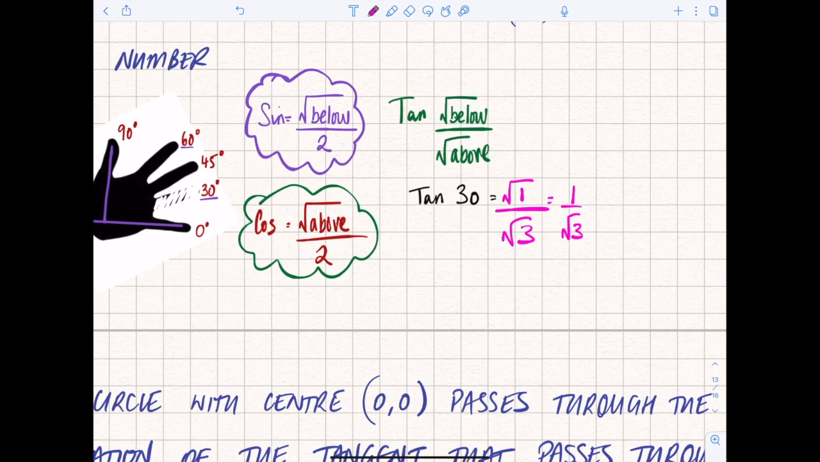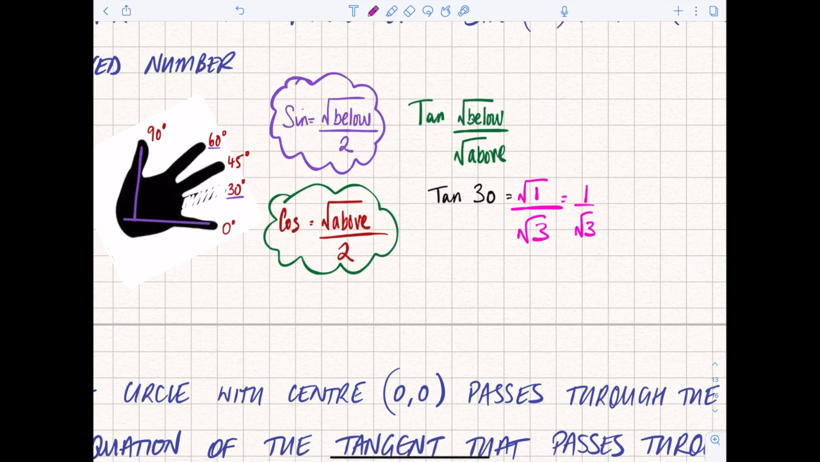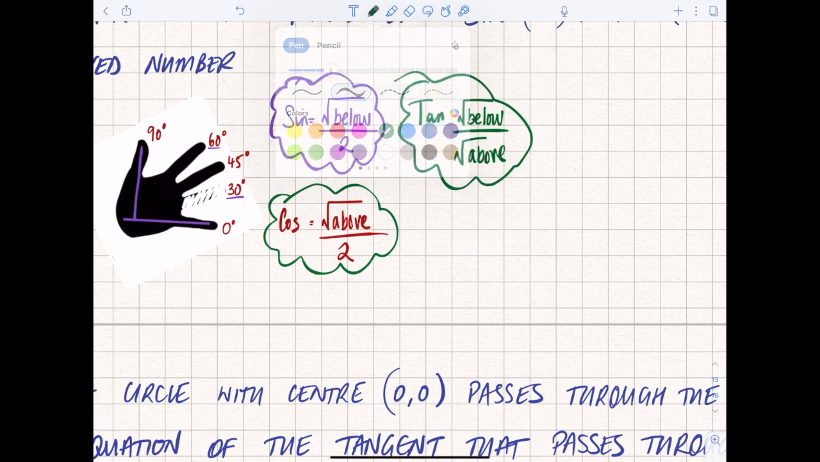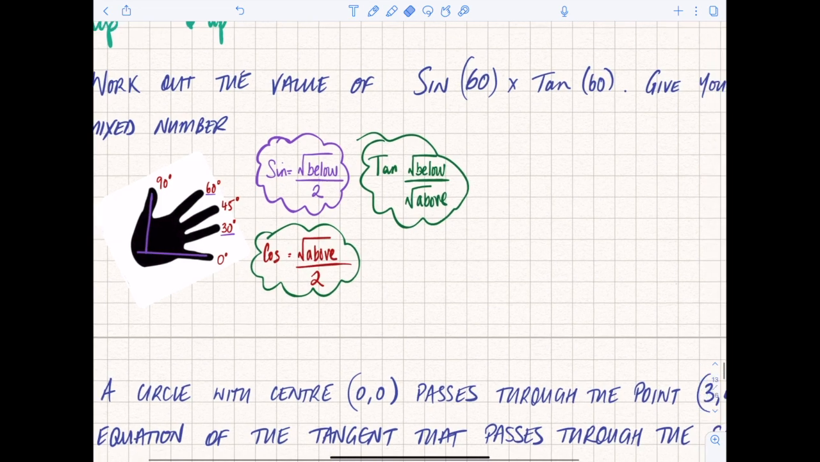But then what you also need to think about is that you cannot have a surd at the bottom, so you need to rationalise that. When I rationalise it, you times it by the root 3, so that just becomes root 3 over root 3 times root 3, which is root 9, which is 3. So tan 30 is root 3 over 3. Okay, so definitely worth getting your head around those key things I've written there in the bubbles, and making sure that you understand what to do and how to solve these kind of problems.